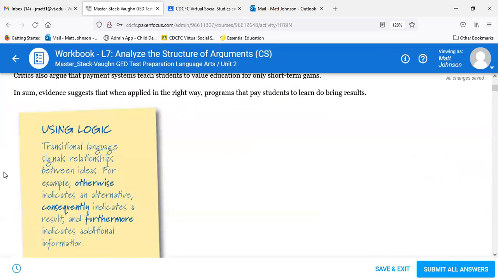And it says right here again, transitional language, that's what we're talking about, those types of signal words. They signal a relationship between ideas. So otherwise indicates an alternative. Consequently indicates a result. Or furthermore indicates additional information. Furthermore, moreover, you might see that for additional information. Consequently, result. Otherwise, and then other transitions for contrast, which I think might be part of the quiz here.